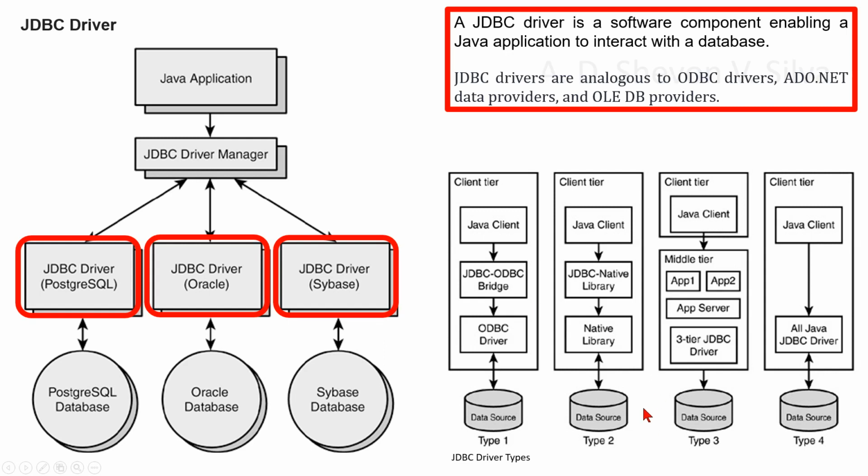Type 2 JDBC driver. Type 2 JDBC drivers translate JDBC calls into native DBMS APIs. Type 2 drivers consist of Java component and native code component, which requires that binary code be loaded on each client machine.